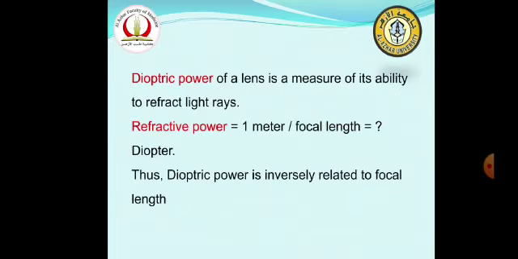Dioptric power of a lens is a measure of its ability to refract light rays. Refractive power equals 1 meter over focal length, in the form of diopters. Thus, dioptric power is inversely related to focal length.